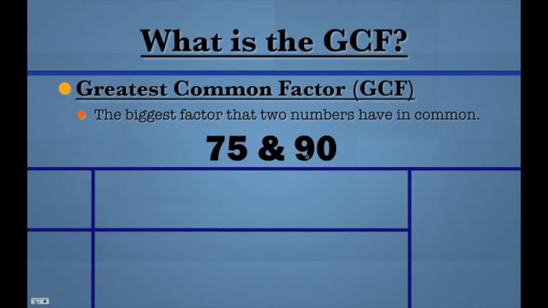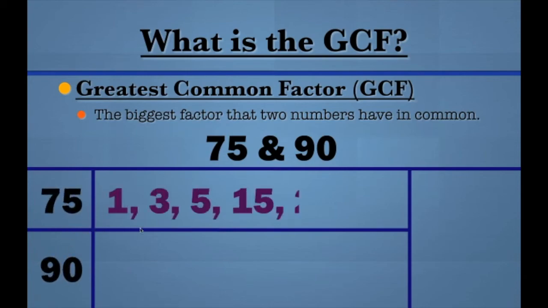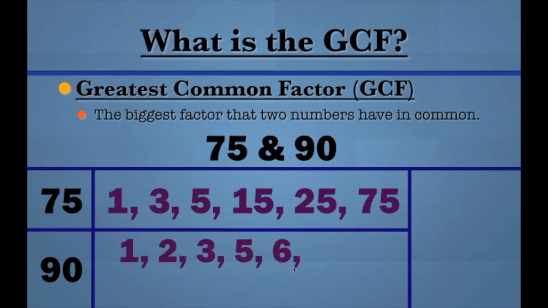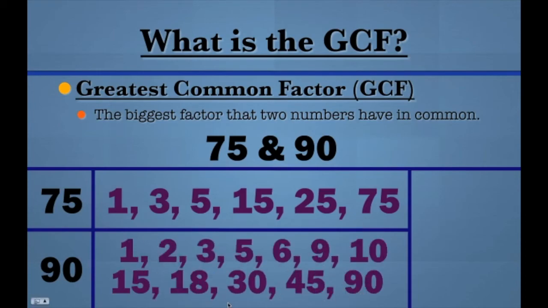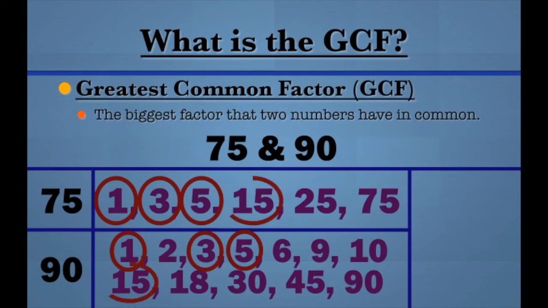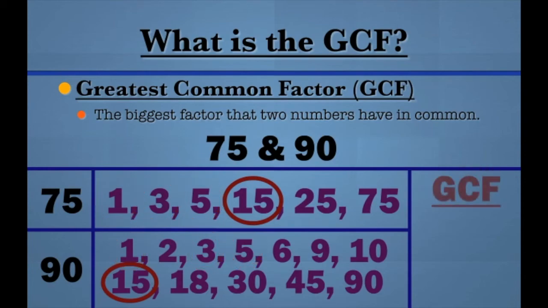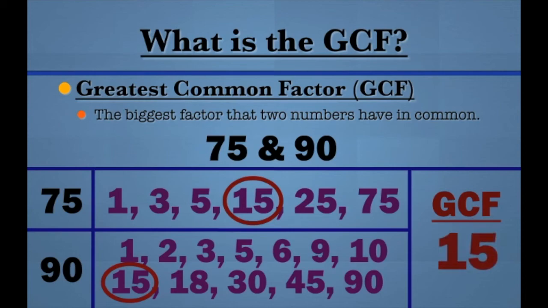And how about 75 and 90? Now these numbers have a lot of factors, so I'll go through those pretty quickly. So we'll have 75 and we'll have 90. Here are the factors for 75, and here are all my factors for 90. There's a lot of them. What factors do they have in common? They have 1 in common, they have 3 in common, they have 5 in common, and they have 15 in common. And which of those is the largest factor? Well, that's just 15. Therefore, the GCF, the greatest common factor for 75 and 90, is 15.